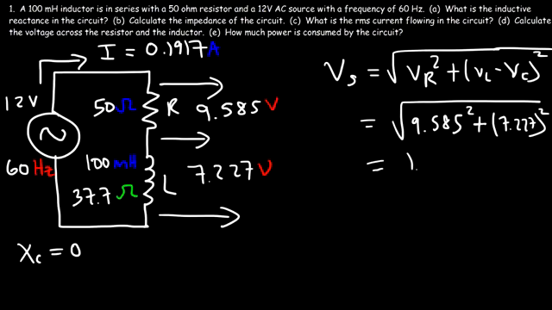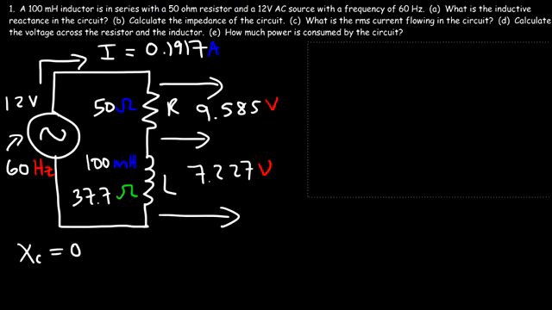And so this will give you 12 volts, which is the voltage across the source. And so that's how you can confirm your answer to make sure that you have the right voltage across the resistor and across the inductor. Now let's move on to the last part. How much power is consumed by the circuit?